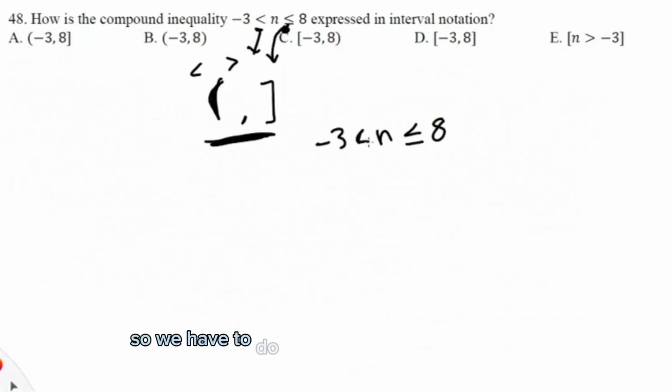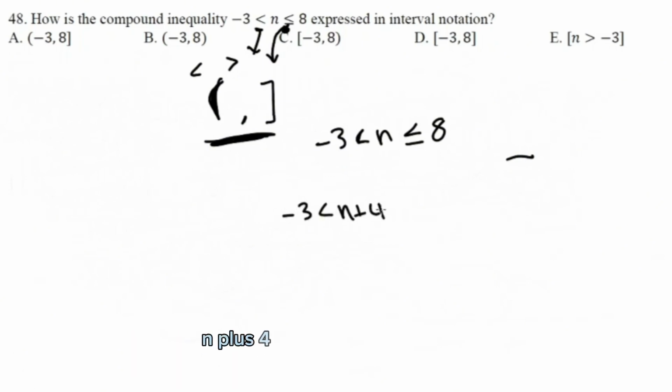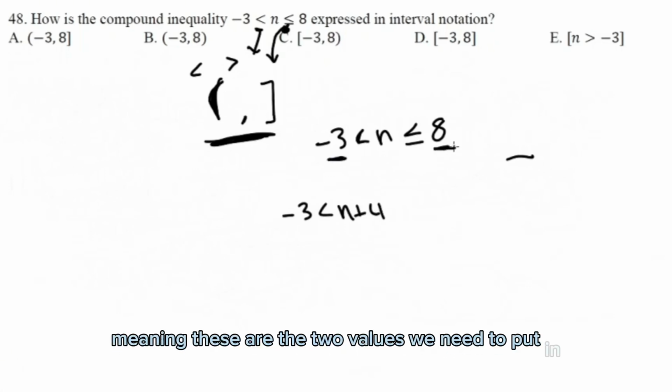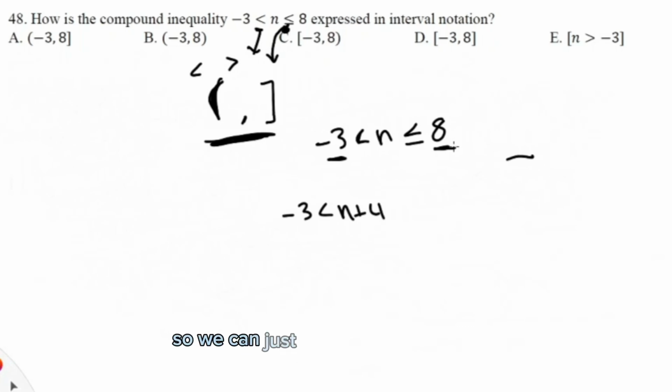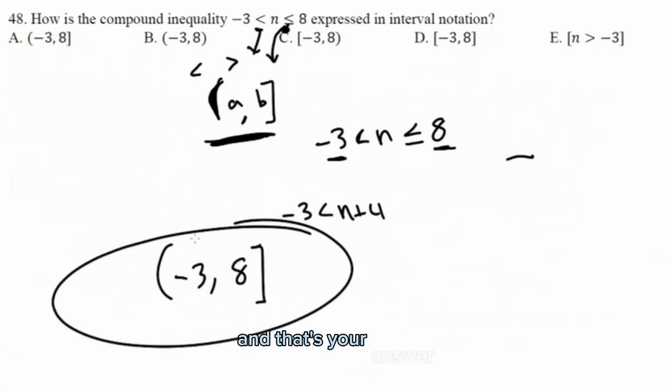So we have to do each side of the equation first. In this equation, they basically already give it to us, because usually in an inequality, you have something like negative 3 is less than n plus 4. But we have n by itself, meaning these are the two values we need to put in our compound inequality. So we can just put them in for a and b, which becomes negative 3, 8, with a square bracket like this, and that's your answer.